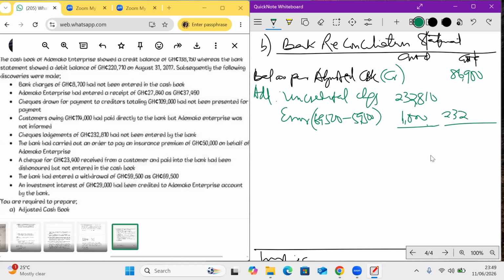232,810 plus 1,000. Madam, give me the figure and let me write it. 232,810. I'm calculating the plus 1,000. That will give us 24,000.